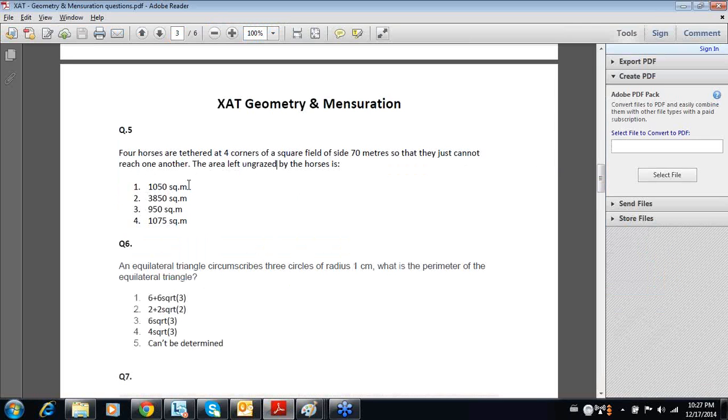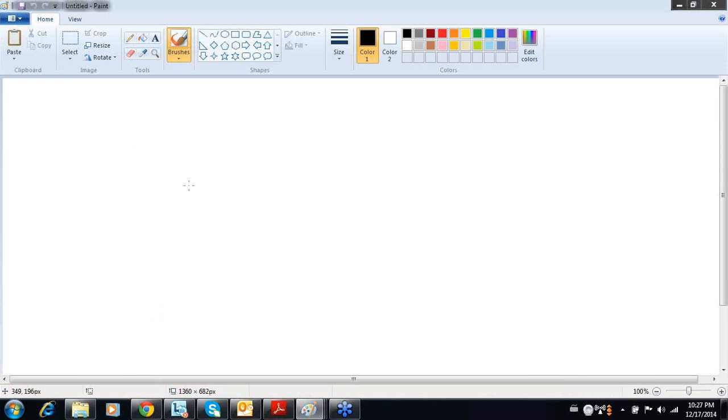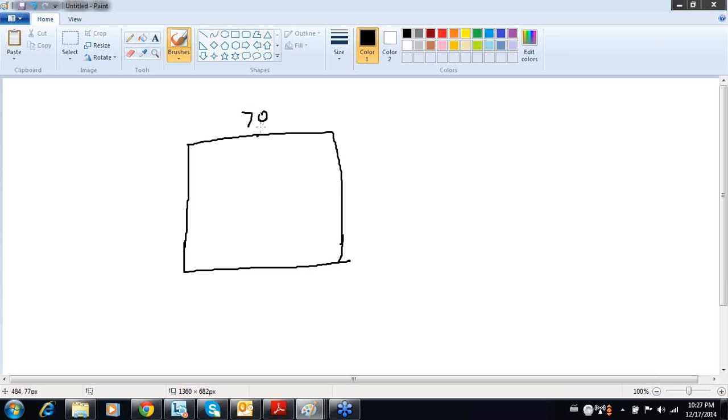The question is, four horses are tethered at four corners of a square field with the side 70 meters. They just cannot reach one another. The area left ungrazed by the horses is what? Okay. Let us first make a diagram of it, what it means. So we have a square. Hope it looks like a square. Yeah, it looks like one. So this is 70 meter.